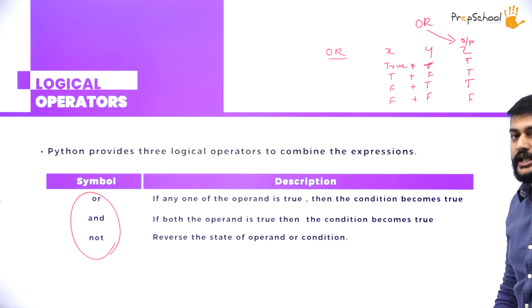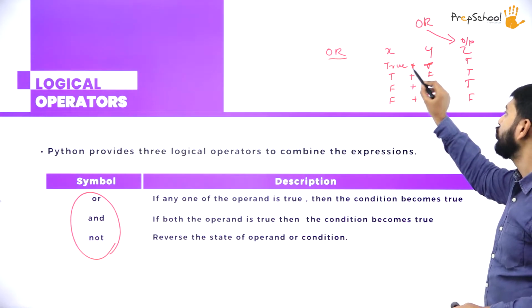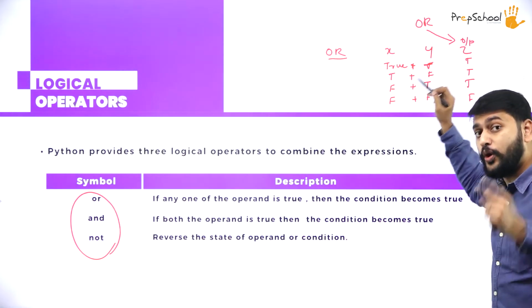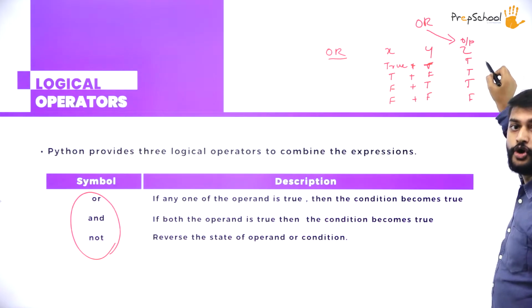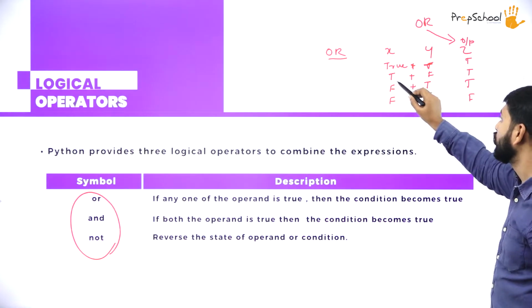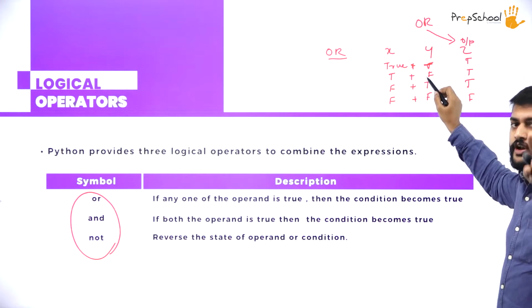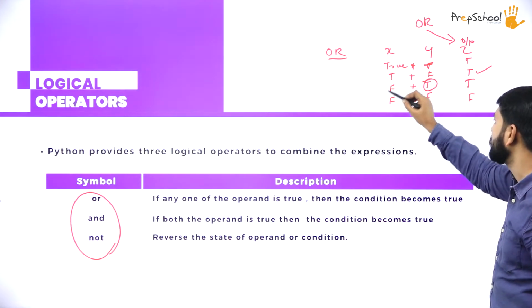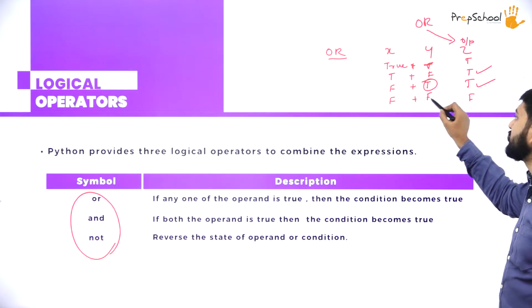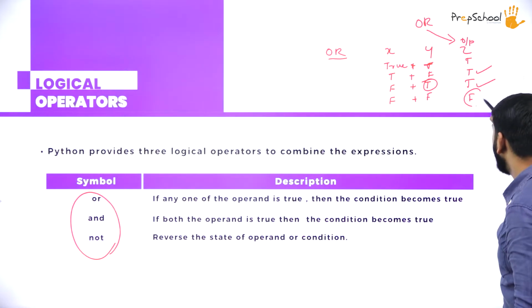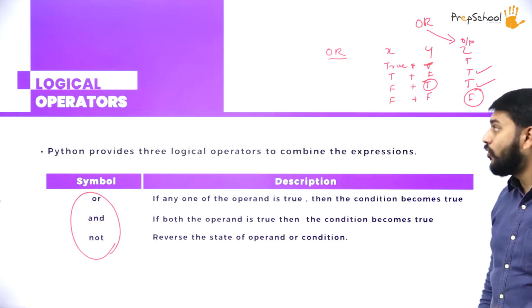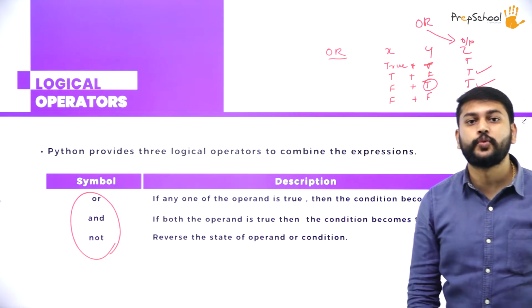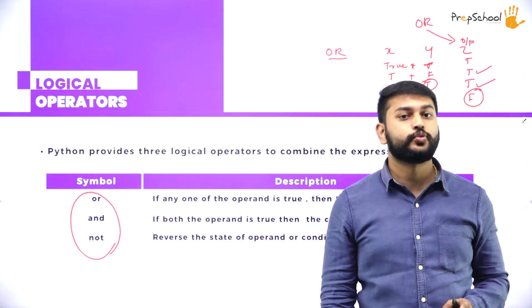It's very simple. Let's come back. True, true, that is 1 plus 1. So what will be your output? It should be true only, that is 1 only. True plus false, already you have 1, so it should be true. False plus true, you have true. Ignore 0, so it is true. False plus false should be false. This is how the OR operator works.